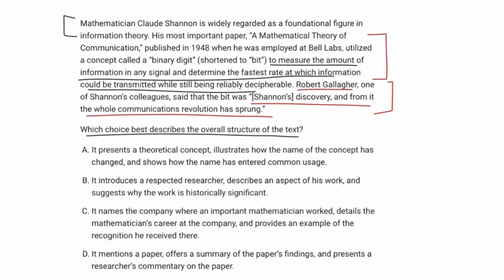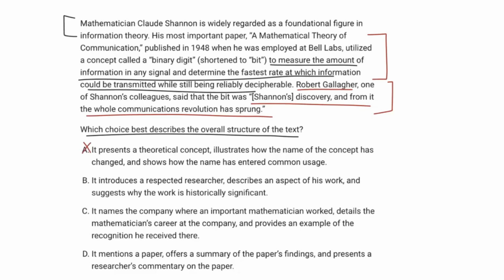Okay, so which choice best describes the overall structure of the text? Without even looking at the answer choices, what I have is a famous mathematician introduced, the famous work that he had introduced, and then some other researcher's commentary on his work. So A says it presents a theoretical concept, illustrates how the name of the concept has changed, and shows how the name has entered common usage. This makes absolutely no sense, right? What theoretical concept is being introduced? None. We have a mathematician being introduced, so it's not A.